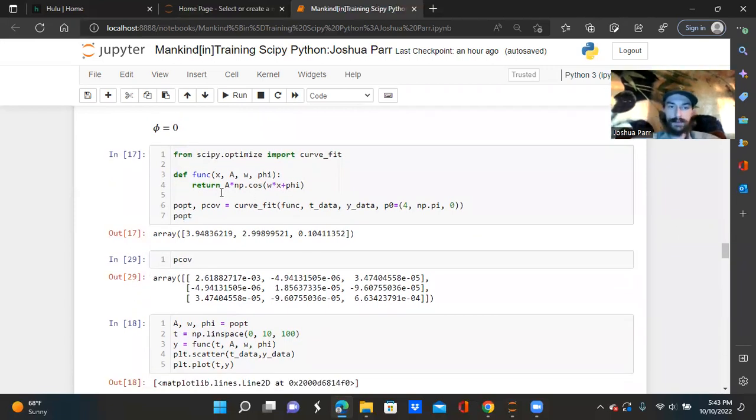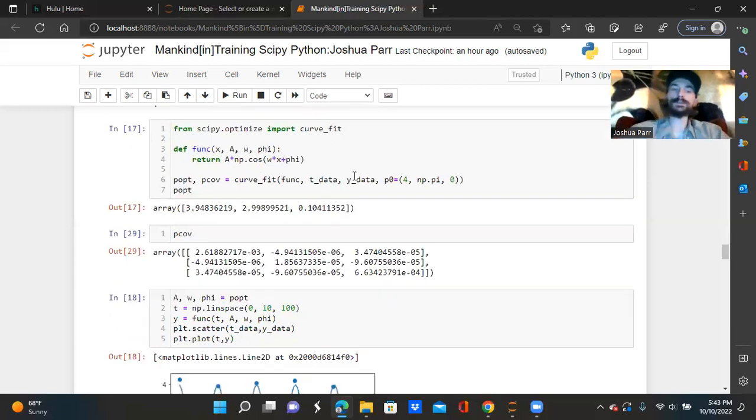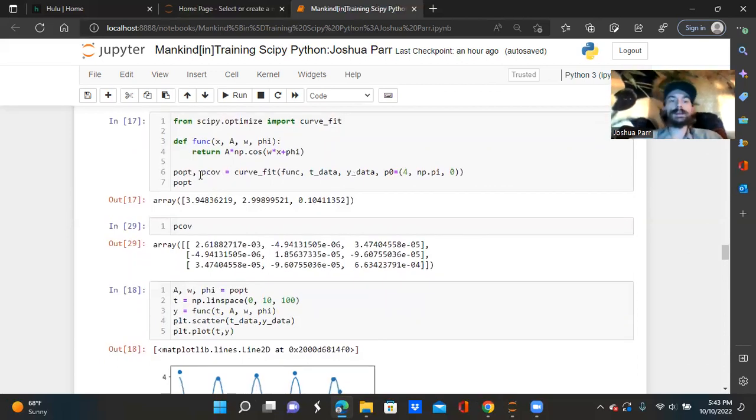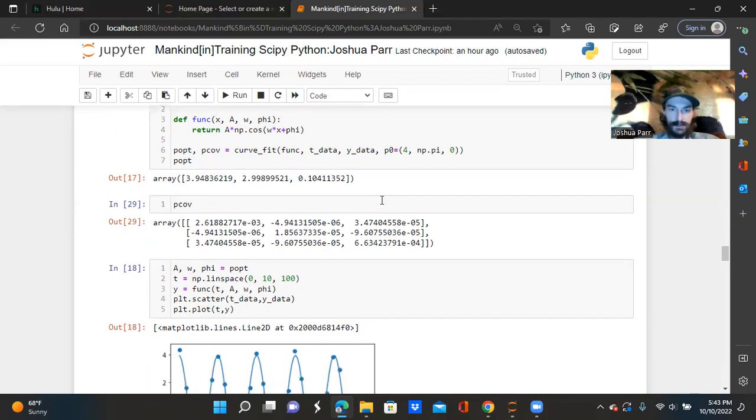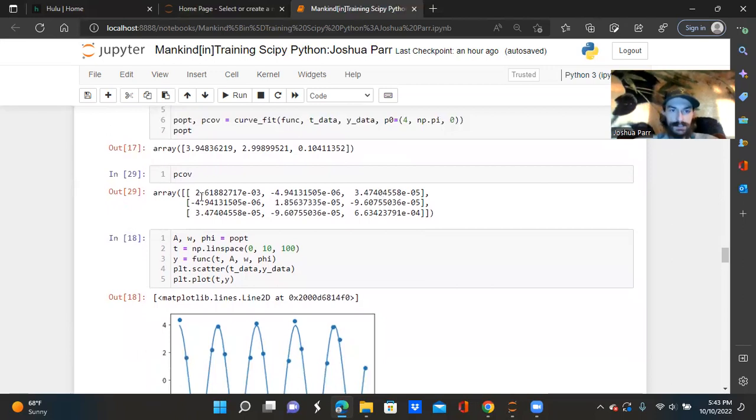It will have all the parameters x, A, omega, and phi, and it will return A times cosine(omega times x plus phi). I'm again creating a popt and a pcov with the curve fit function. And when I call popt, it gave me my array for what I was asking for. It answered my question. And for my pcov, I type it in and it answers my question.